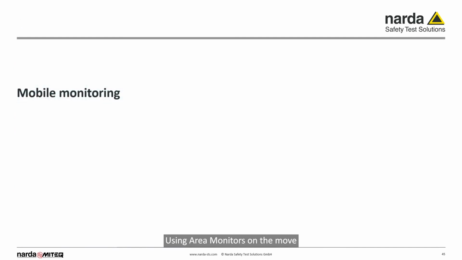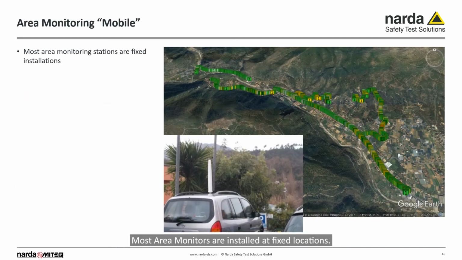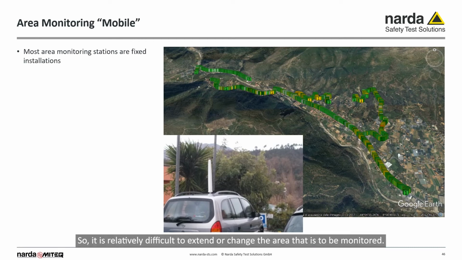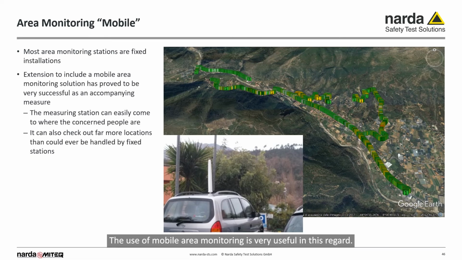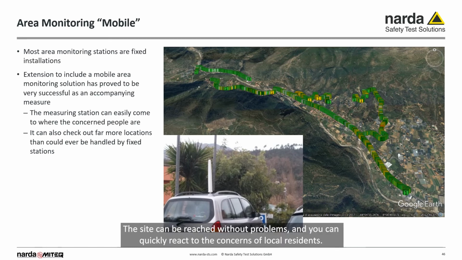Using area monitors on the move. Most area monitors are installed at fixed locations, so it is relatively difficult to extend or change the area that is to be monitored. The use of mobile area monitoring is very useful in this regard. The site can be reached without problems, and you can quickly react to the concerns of local residents.